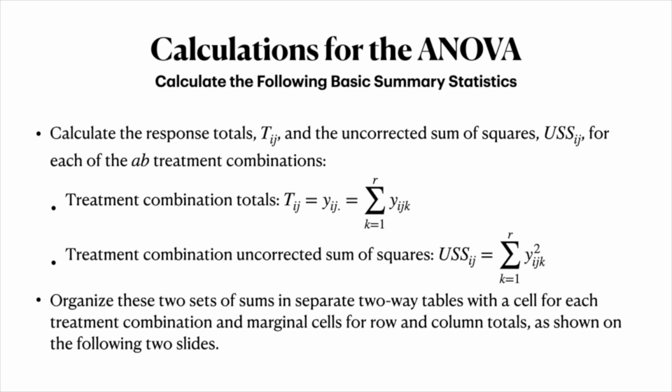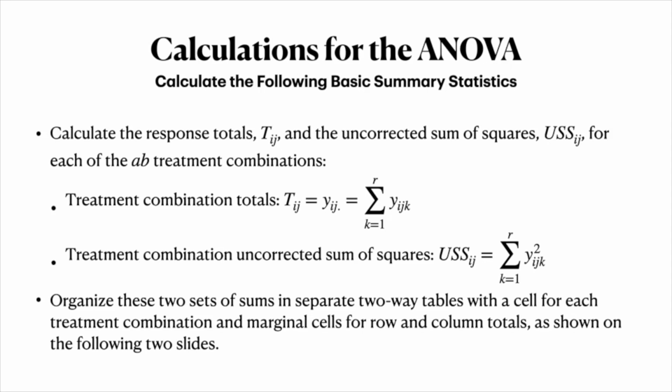And so the first thing we're going to do is to calculate the response totals, the T sub ij's, and the uncorrected sum of squares, which we will denote by USS sub ij, for each of the A times B treatment combinations. So again, this is a two-factor complete factorial. The total number of treatment combinations is A times B. And so for each of those treatment combinations, we're going to calculate the total of the responses for that treatment combination. That's represented by T sub ij.